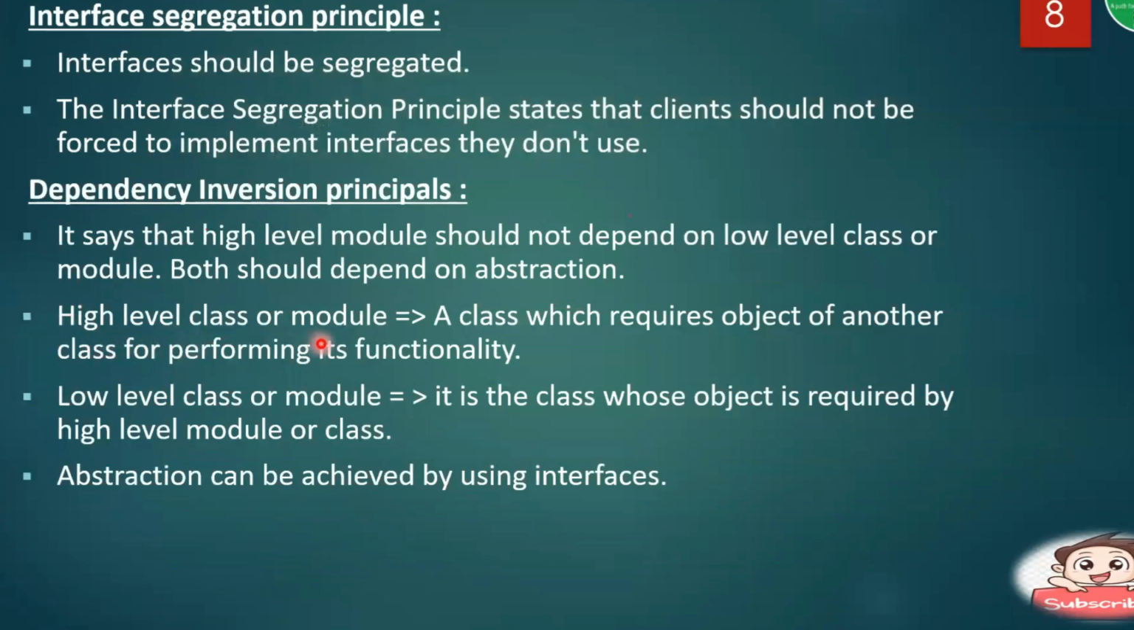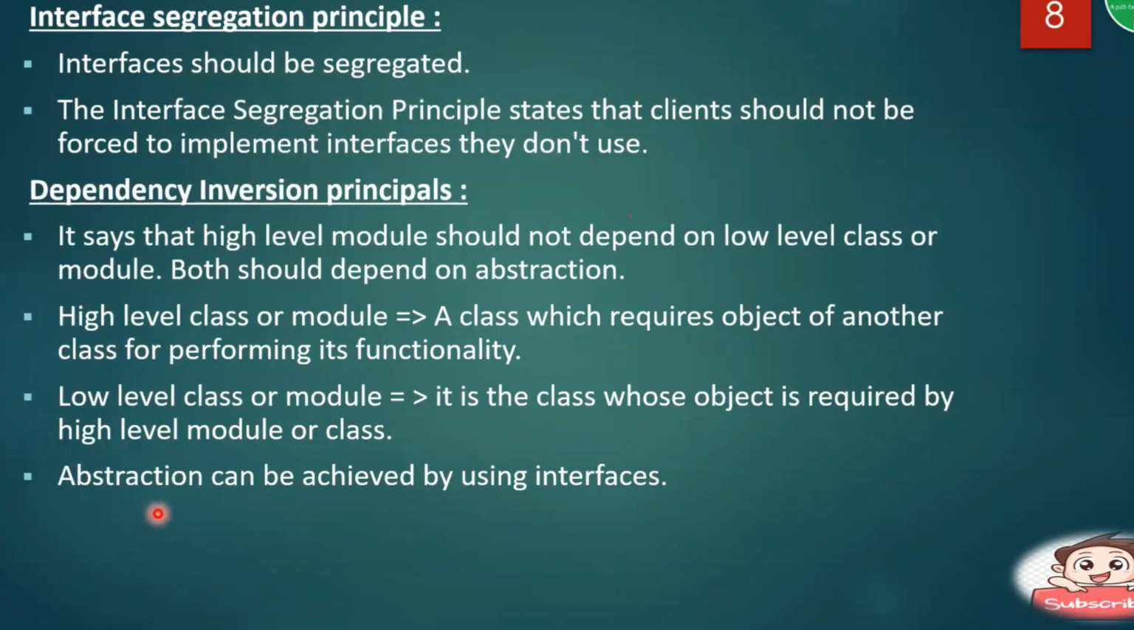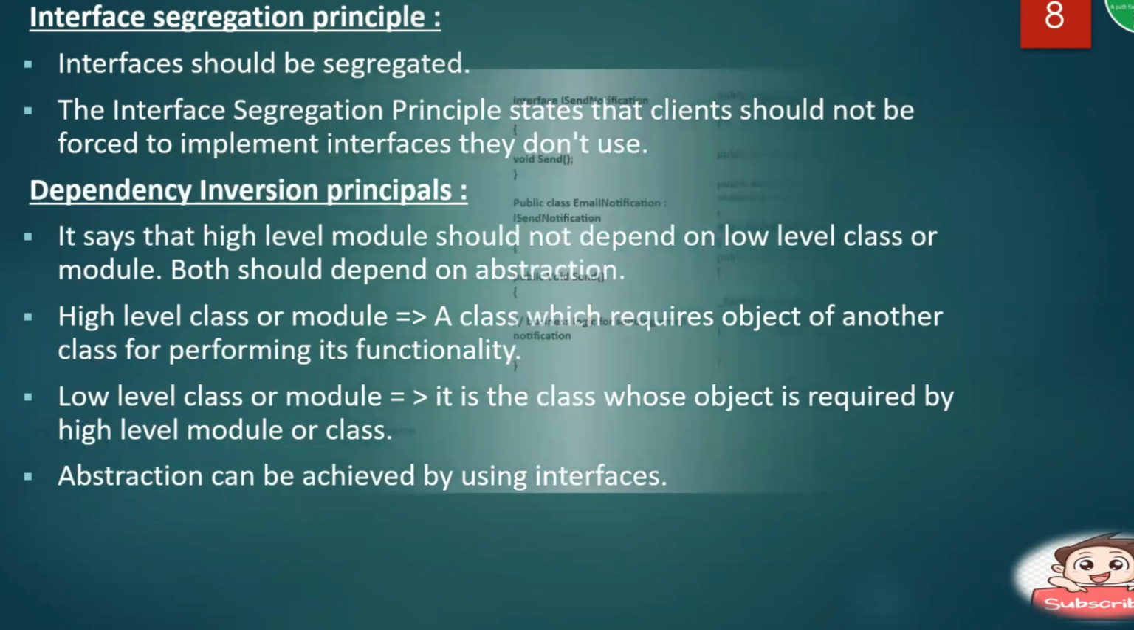A high level class or module means a class which requires an object of another class for performing its functionality or its operation. A low level class or module is the class whose object is required by the high level module or class. And abstraction can be achieved by using interfaces. So when we want to add abstraction in our class or in our application, interfaces are used for providing abstraction.